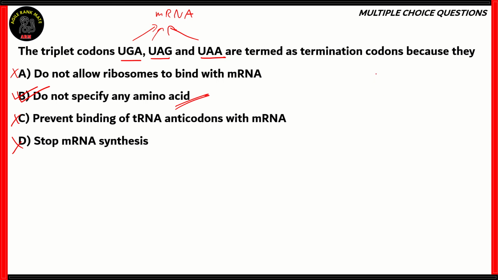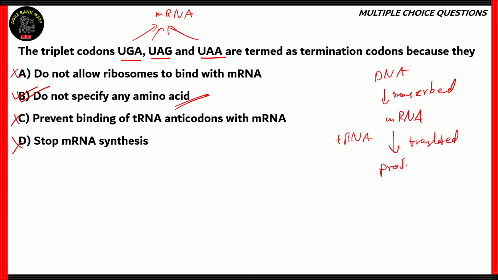Now, in humans, the DNA gets transcribed to messenger RNA, and then the mRNA along with the tRNA gets translated to proteins, or more importantly, amino acids. Amino acids then combine together to form proteins. Now, option B, do not specify amino acid, is the correct reason why these are termed as termination codons.